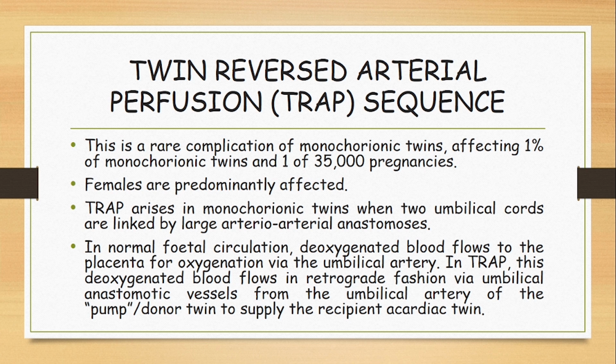In normal fetal circulation, the deoxygenated blood flows to the placenta for oxygenation via the umbilical artery. But in TRAP, this deoxygenated blood flows in a retrograde fashion via the anastomotic vessels from the umbilical artery of the pump donor twin to supply the acardiac twin. So that's what makes it a much worse condition, because it is an arterial anastomosis. That is a very poor prognosis.